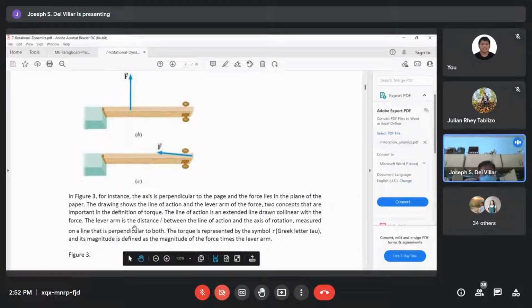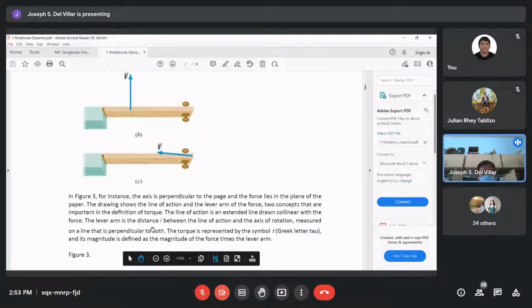So, the line of action, okay, so halimbawa dito sa figure 3, the drawing shows the line of action and the lever arm of the force, two concepts that are important in the definition of the torque. So the line of action is an extended line. So if we extend this force hanggang doon, no? So malapit na siya dito sa axis of rotation. Ito lang ang kanyang lever arm, no? Kung saan yung line of action, it must be perpendicular always to the line of action of the force.